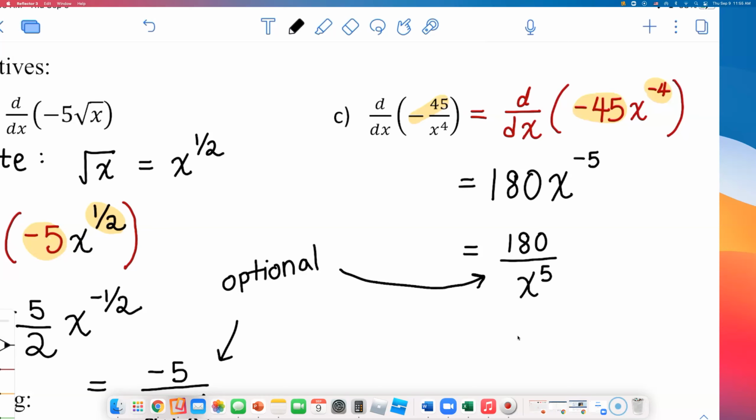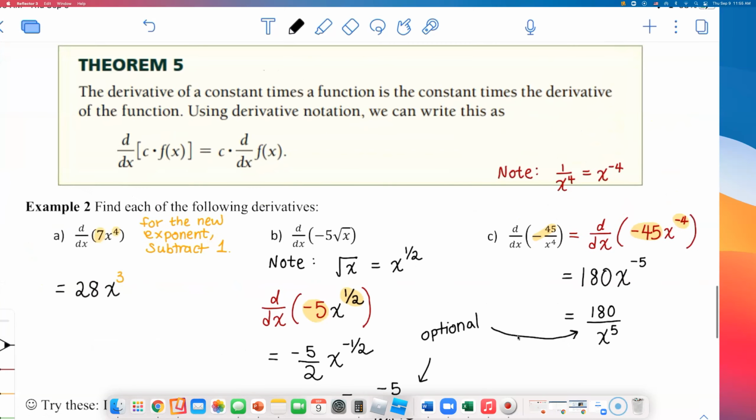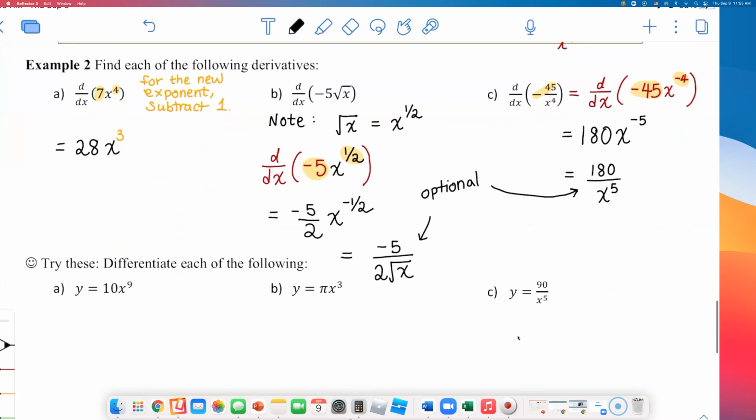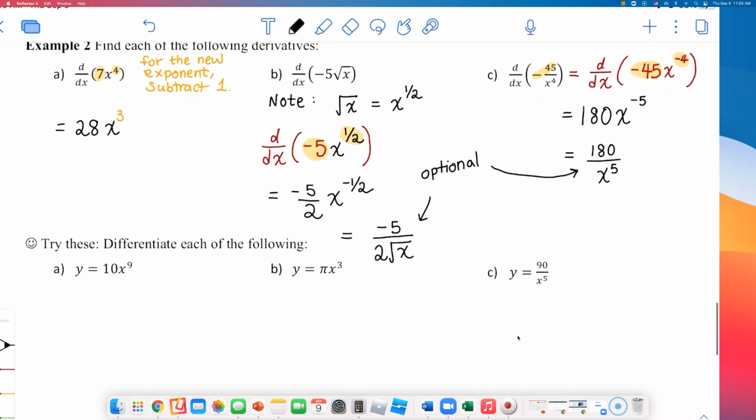Okay, that is correct. All right, so I showed you 3 examples. I also want you to try very similar ones, A, B, and C, and I'll make this into a Canvas quiz for you so that Canvas will automatically grade it for you.